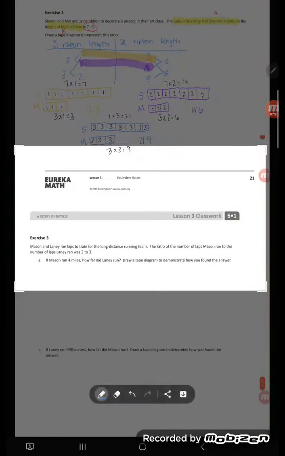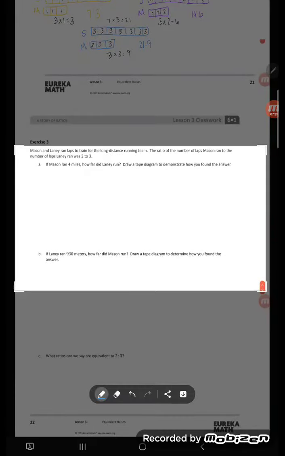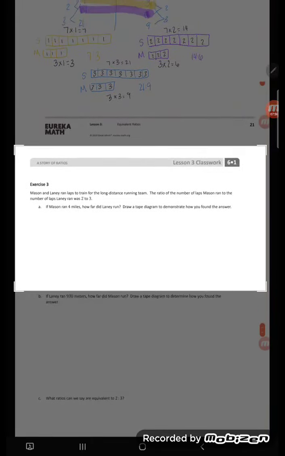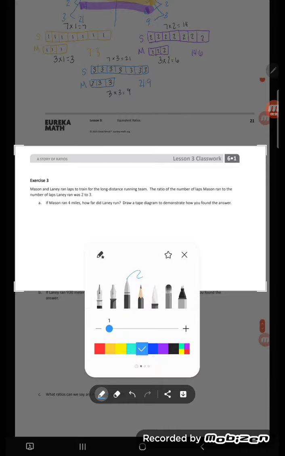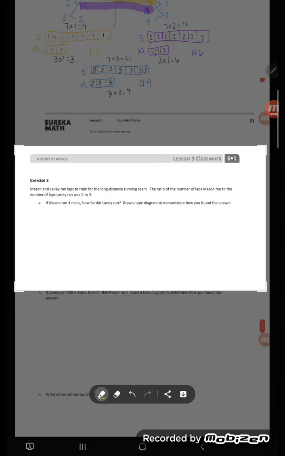Alright, let's try applying this to exercise 3. And we're just going to start with A. We'll get to B in a minute. We'll start with A. But I'm going to do the same idea of highlighting the important parts that I notice in the story problem. So let's read it. Mason and Lainey ran laps to the train for the long distance running team.